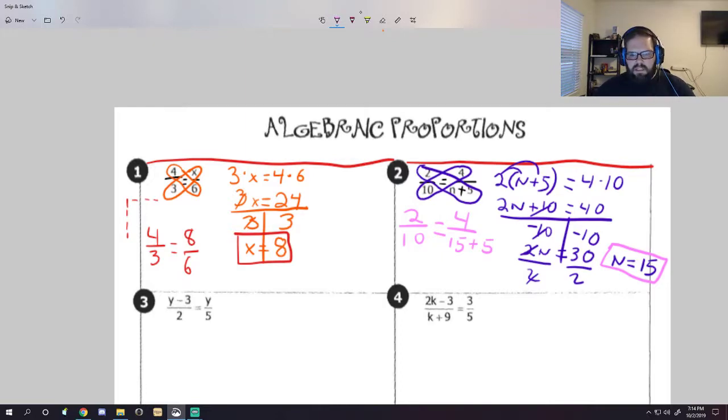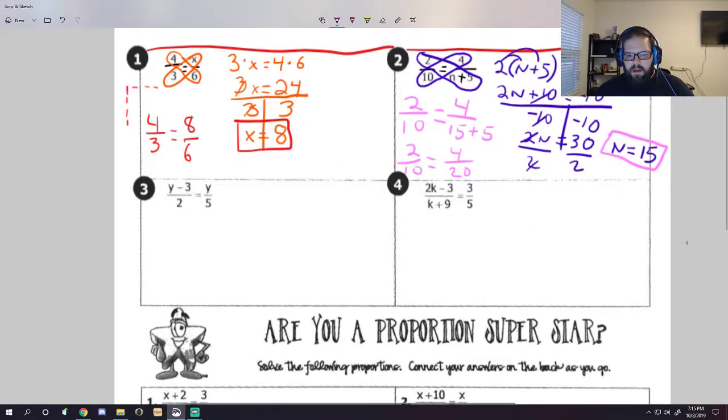Now I just need to look at this. I will go ahead and add the 15 plus 5. So that's going to be 20. So I've got 4 over 20 equals 2 over 10. Is this an equivalent fraction? Absolutely. So all we're doing essentially is the crisscross method or the butterfly method, however you guys want to think about it. That's all we're doing.